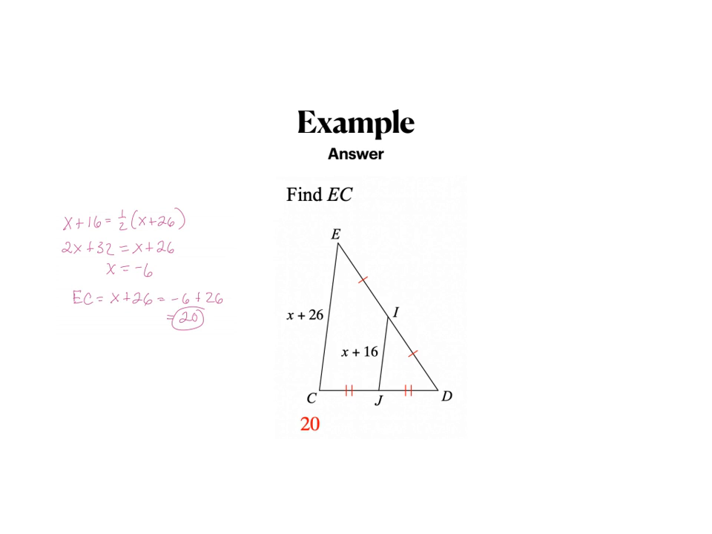I wanted to find EC. EC is x plus 26. So substituting in, I find that EC is 20. So if I had come up with a value x that made my side length negative, I would have said no solution.